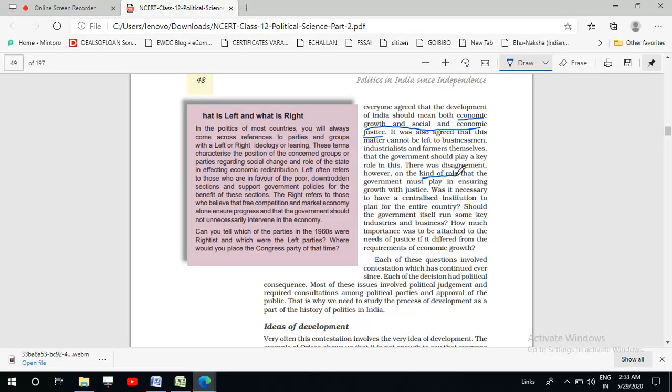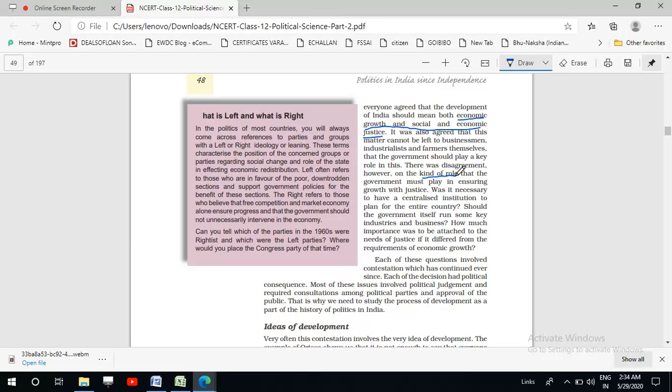So these are the key questions, because everyone was knowing that the government will have to play a role in the economy. But what kind of role? People were not knowing. Leaders were not having consensus on this kind of role that the government will be assigned. So these were the main questions.